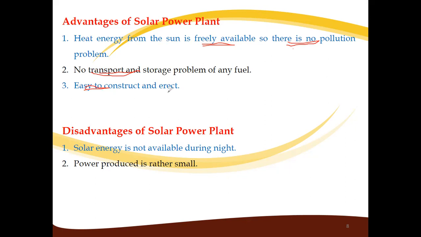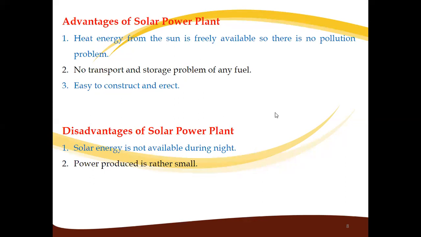Now there are disadvantages. We know that solar energy is available during the daytime. So during night time, this solar power plant may be stopped, and the power produced by this solar power plant is very small compared to other types of power plants. So these are some advantages and disadvantages of this solar power plant using a butane boiler.